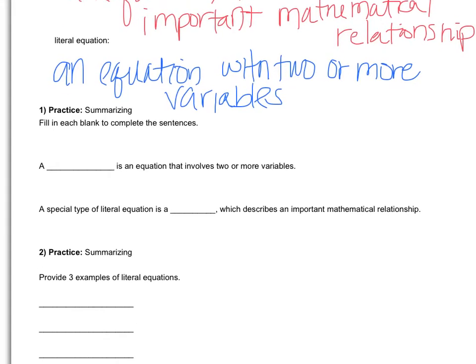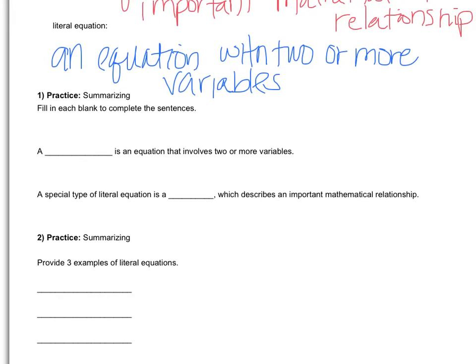So we're supposed to fill in these blanks. Again, a literal equation goes in that first blank. A literal equation is an equation that involves two or more variables. And a special type of literal equation is a formula, which describes an important mathematical relationship.